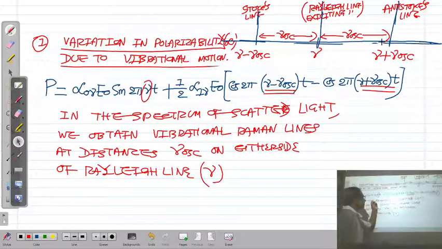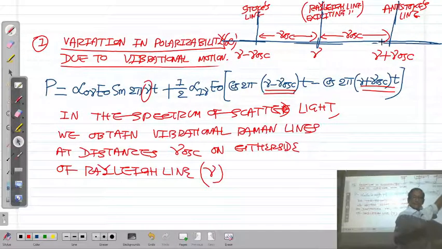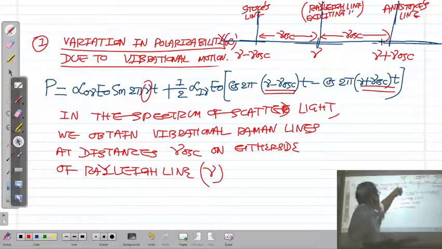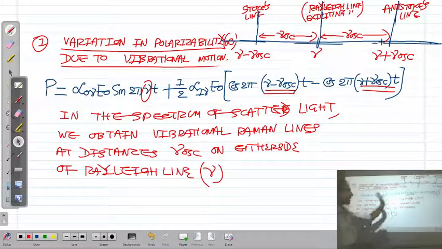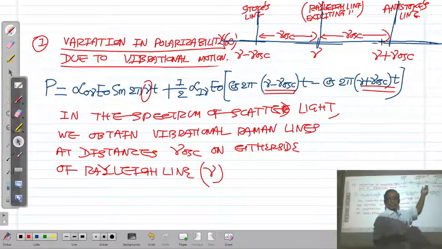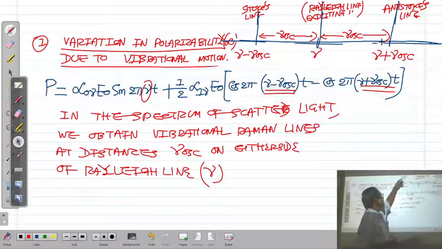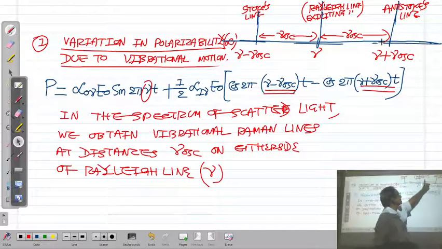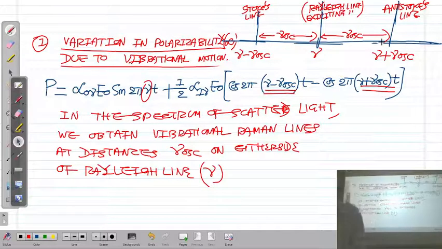So we get vibrational Raman lines at distance nu oscillation on the left hand side, and at distance nu oscillation on the right hand side. So the frequency of the vibrational Stokes line will be nu minus nu oscillation, and the frequency of the anti-Stokes Raman line will be nu plus nu oscillation. So we get three lines: the exciting line of frequency nu, and two vibrational lines. The Stokes vibrational Raman line at distance nu oscillation on the left hand side, so its frequency will be nu minus nu oscillation, and the anti-Stokes vibrational line at distance nu oscillation on the right hand side, so its frequency will be nu plus nu oscillation.